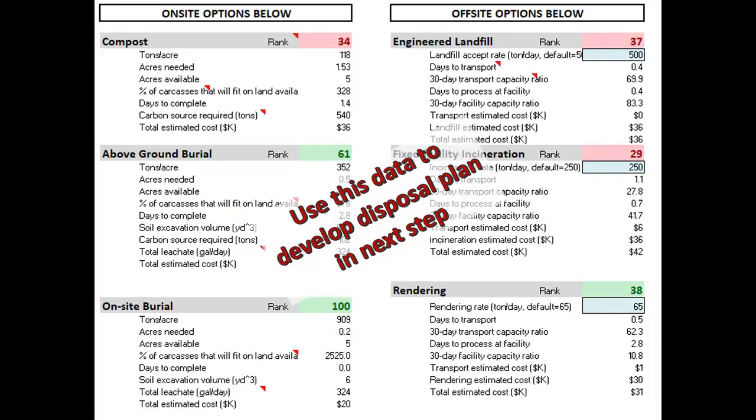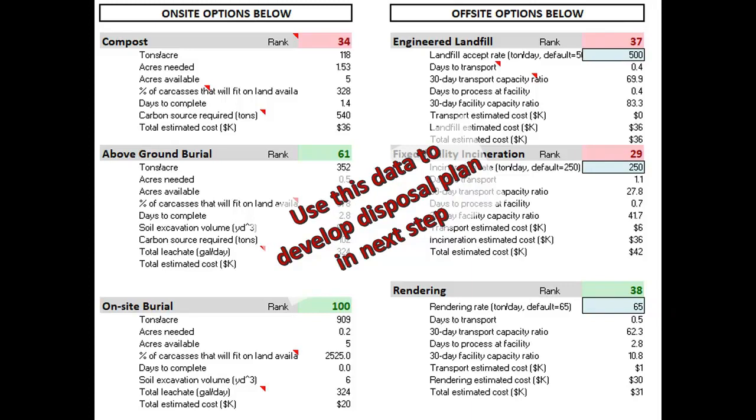So I'm going to look at the graph, the tabular section. On-site options are on the left, and it includes information like how many acres you need for composting. This is 1.53. You have 5 acres available, so that's great. If you didn't have enough acreage, then this would show up in red. It tells you how much carbon source you would need and also estimates the cost. Similarly, for burial, it estimates the space you would need, the amount of time it would take, so it's less than a day to bury 800.